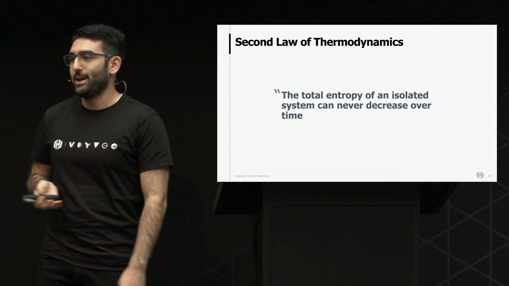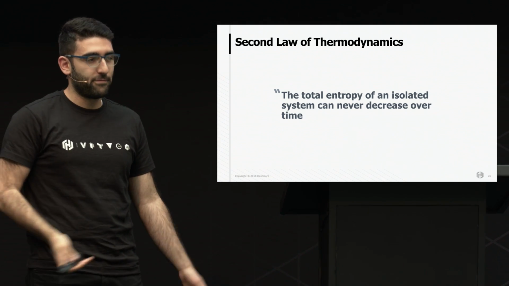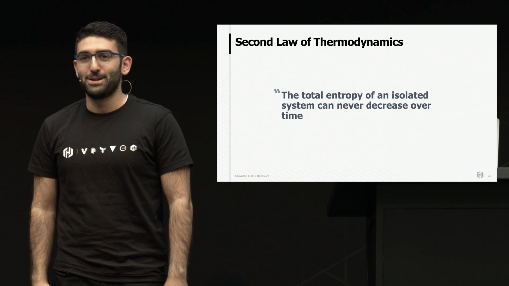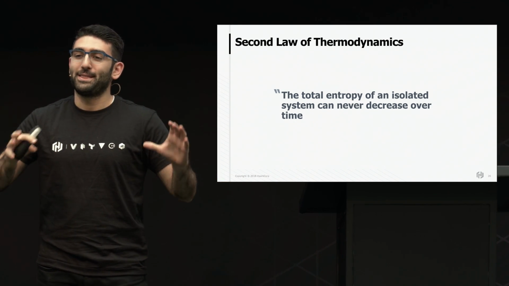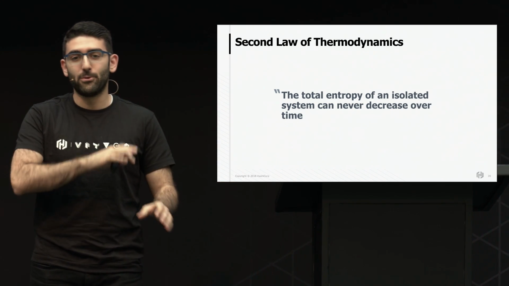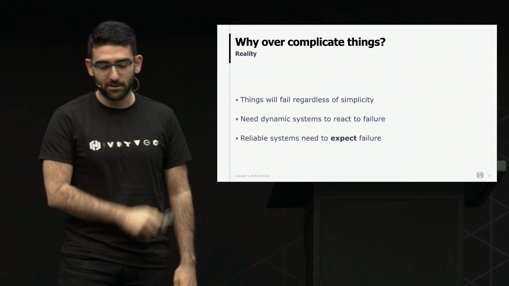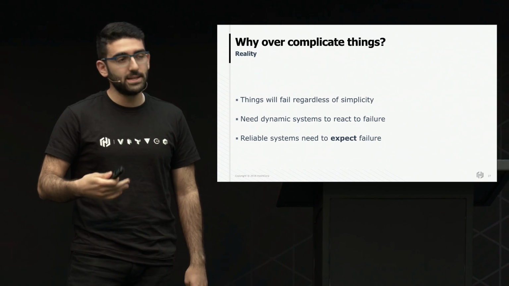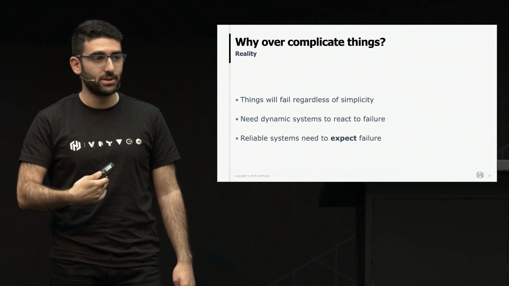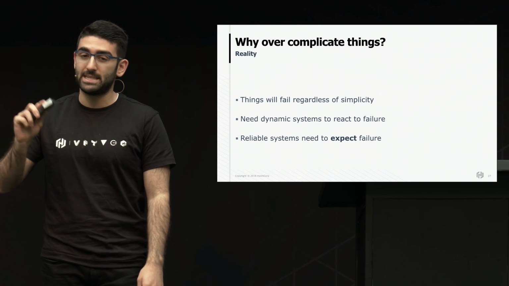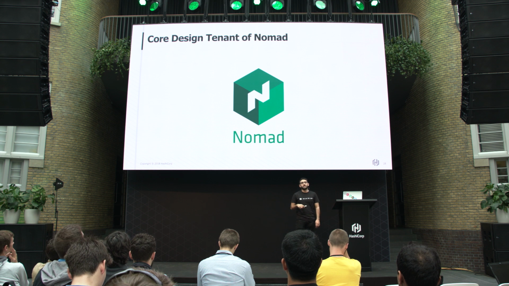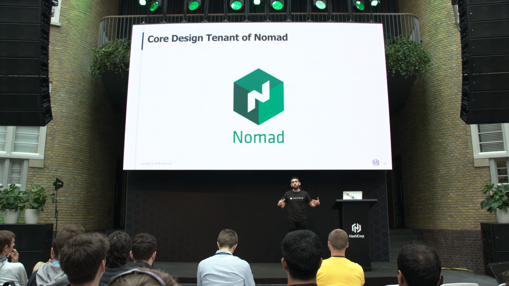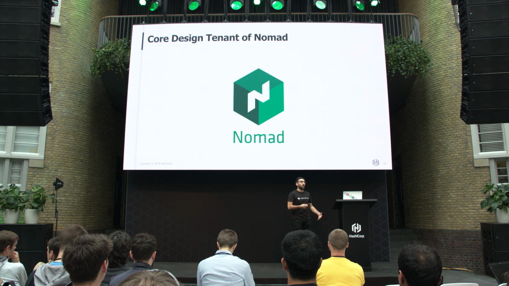And why does that happen? It's really because of this fundamental law. The second law of thermodynamics states that the entropy of an isolated system will never decrease over time. What that means is when you first start something, that is the lowest entropy state it'll ever be in. It will only increase in entropy. The reality is that things will fail regardless of how simple you keep it. In production, you really need dynamic systems to react to these failures. And if you want to build reliable systems, you need to expect these failures. That's a core design tenet of Nomad. When we are designing any feature of Nomad, we think about all the failure modes that can happen and how it will affect the jobs we're running on your behalf.